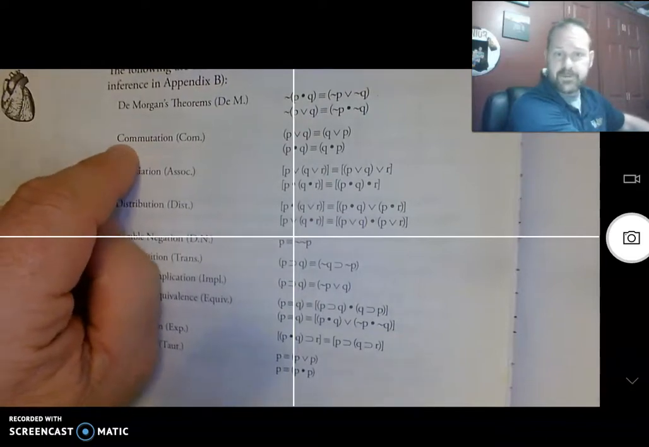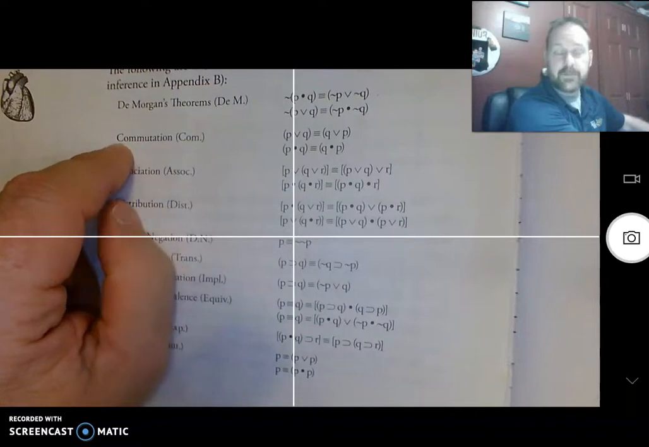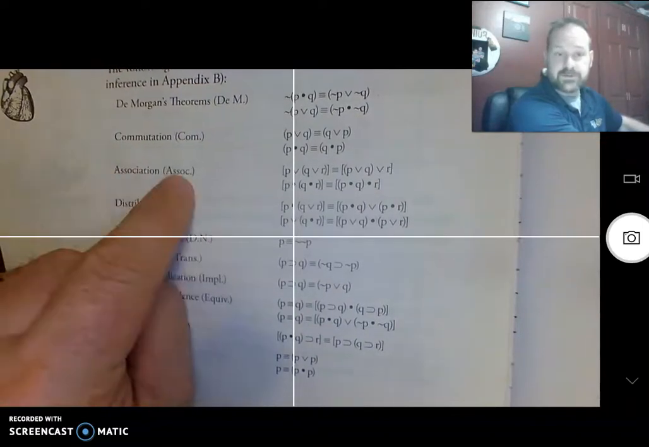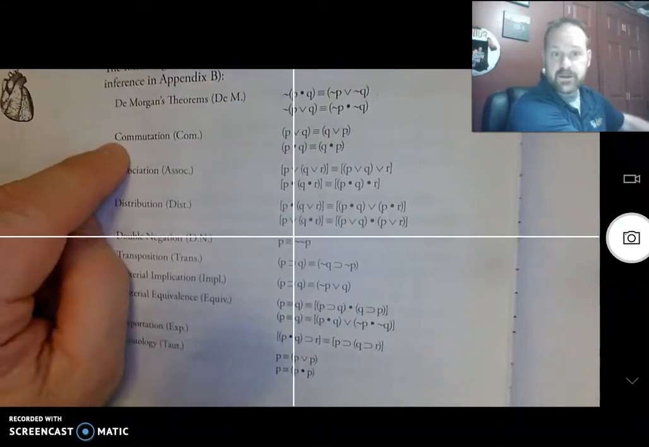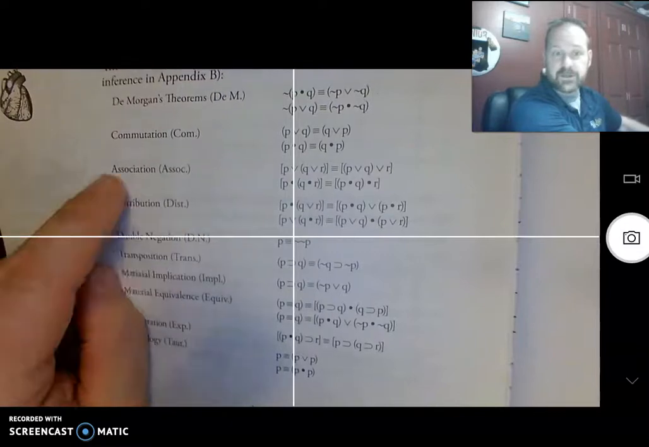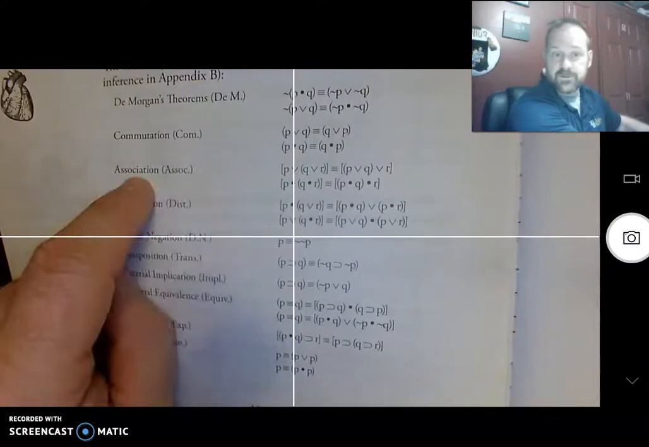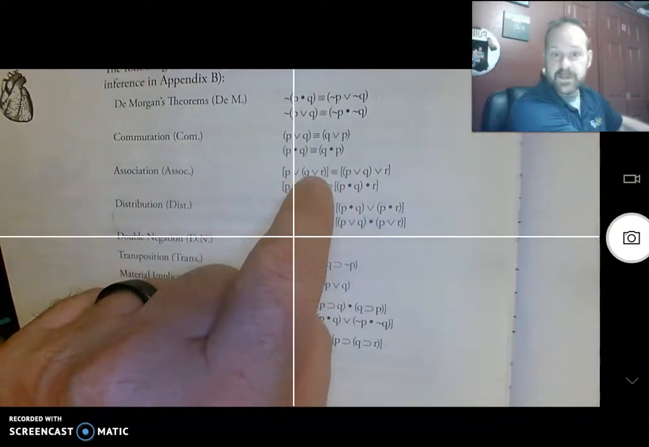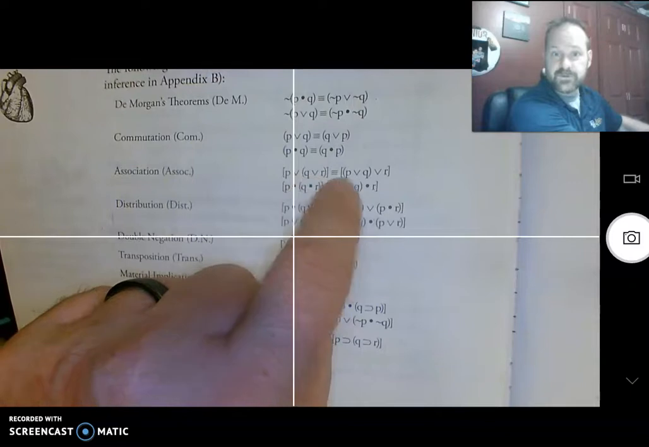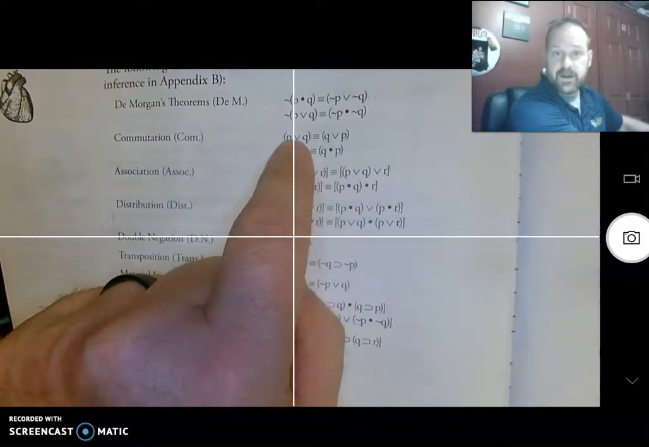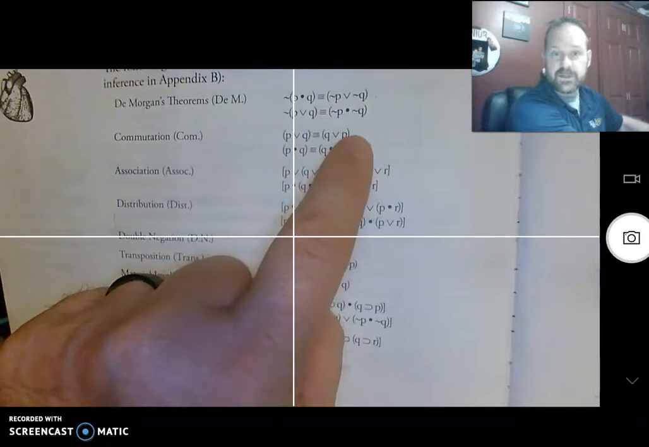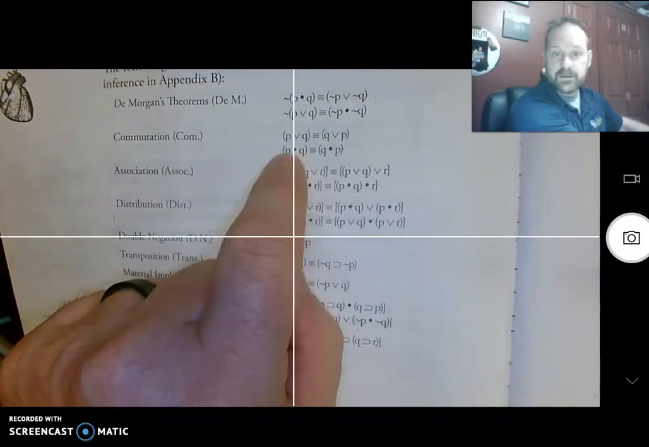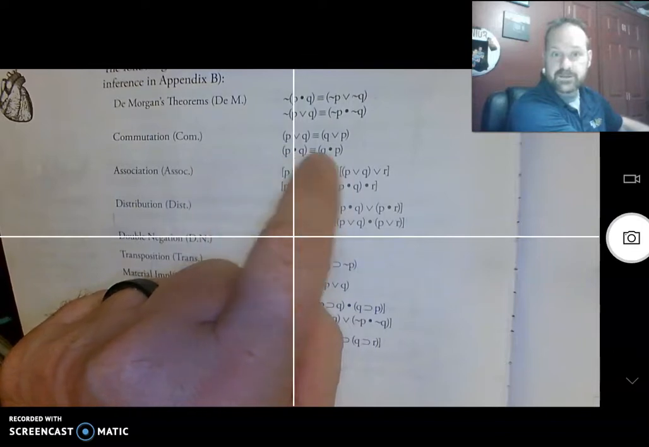In math we use the commutative property, associative property, and distributive property. But in logic here we're just using commutation, association, and distribution. Associate, like your friends, you associate with your friends. This is where the parentheses, the grouping, changes. So it went from this group to that group. With commutation, the order switches. So it went from PQ to QP. Or with the and here, or an or, it switches, same thing.